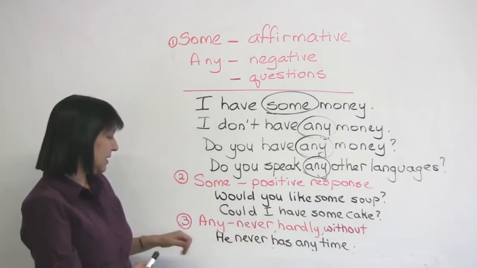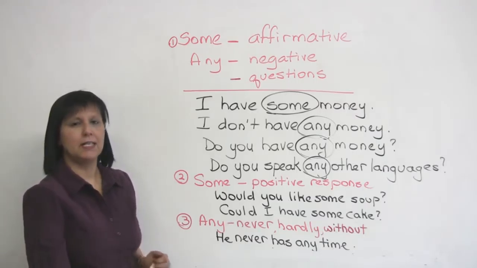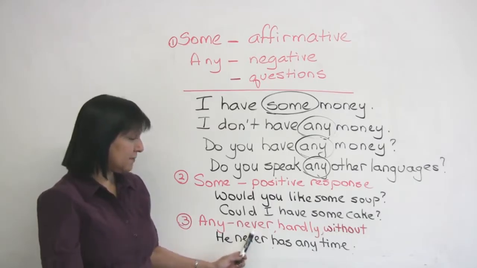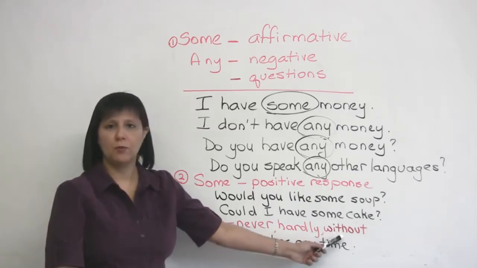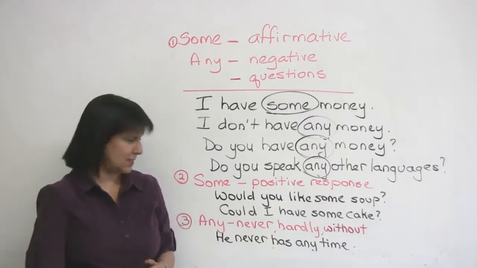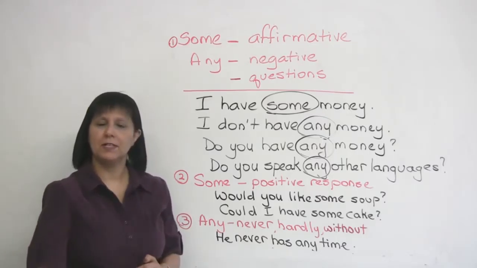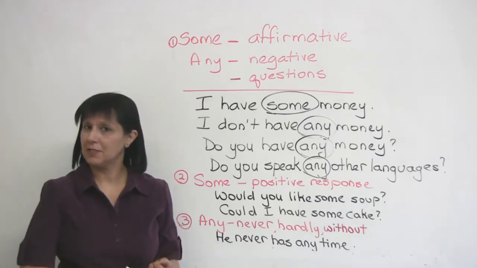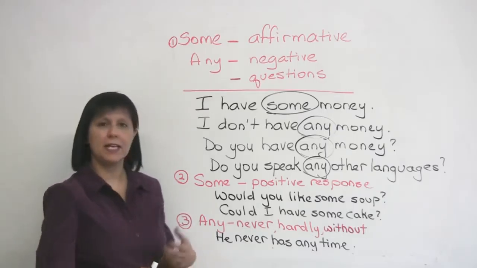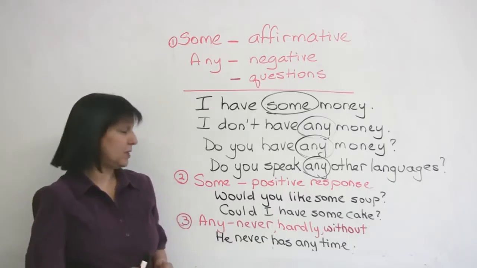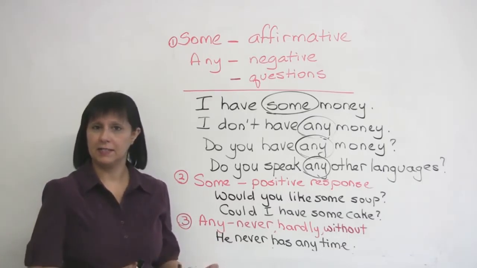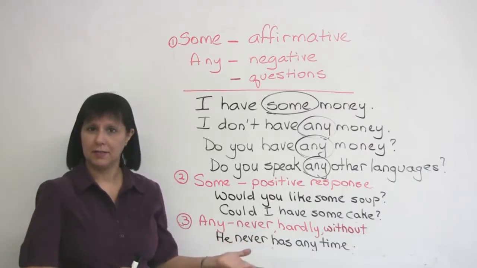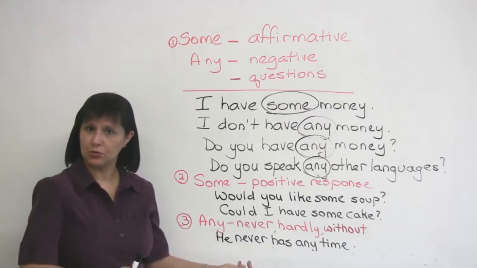Alright? And the last point, another exception, is we use the word any when we have the words never or hardly or without in the sentence. So we could say, for example, he never has any time. Not he never has some time, but he never has any time. Or we could say, he hardly has any salt. He hardly has any time. He hardly has any books. Okay?